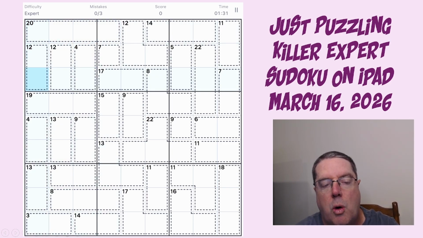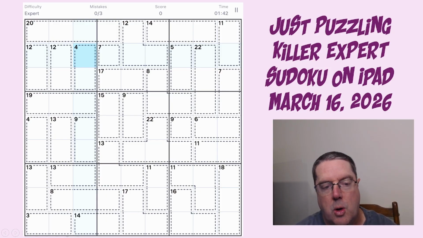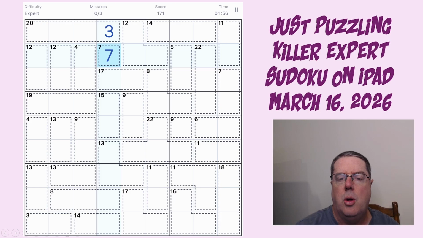So this is going to be 12 plus 12, which is 24, plus 4, which is 28. 28 is 17 short of 45, which is the 1 through 9 added together. So this cage here has to add up to 20, so this is going to add up to 17 for these three, so this must be a 3 to get there. Pretty easy when you've got a single cage. The more of those we have, the better off we are. And so that is it.